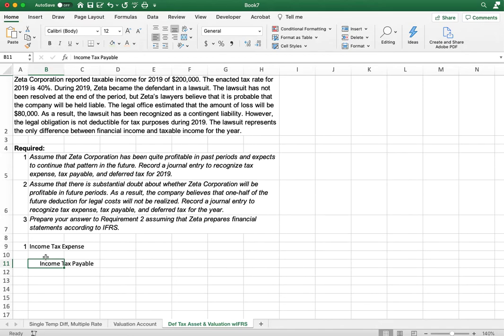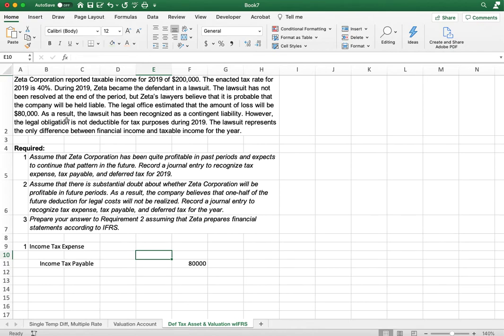And maybe it's already obvious to you just based on the words here, but we're going to start with these two accounts. So our income tax payable is going to be equal to the $200,000 times our 40% for $80,000. And now we have, before we get to income tax expense, this missing account of either a deferred tax asset or a deferred tax liability.